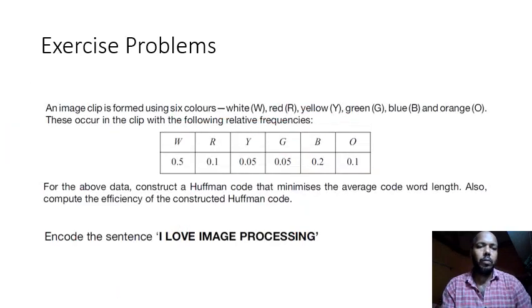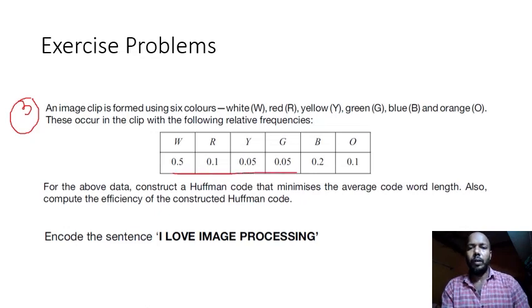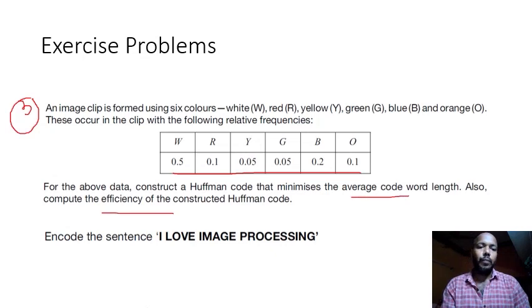And the third problem is what we already did in the first problems. They have given symbols W, R, Y, G, B, O, and corresponding probability values are also given. From that we have to find the Huffman coding, that is the average code word length and efficiency, everything. It's very easy. And the fourth is something interesting.